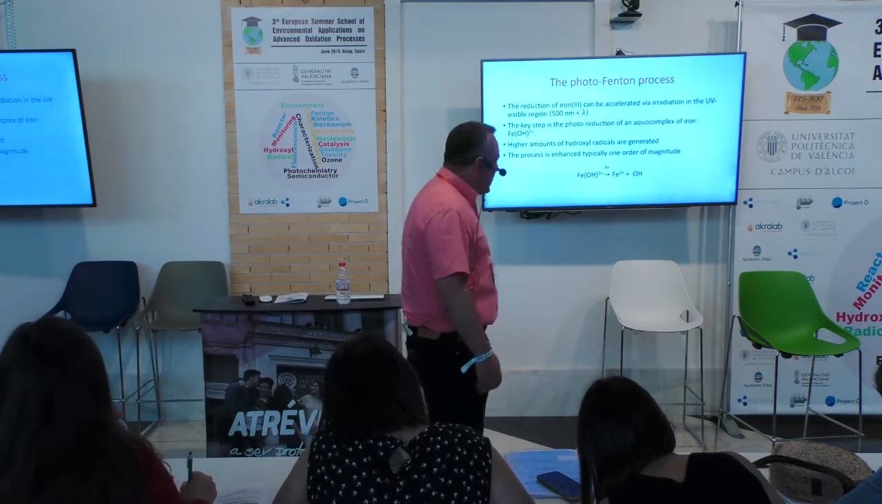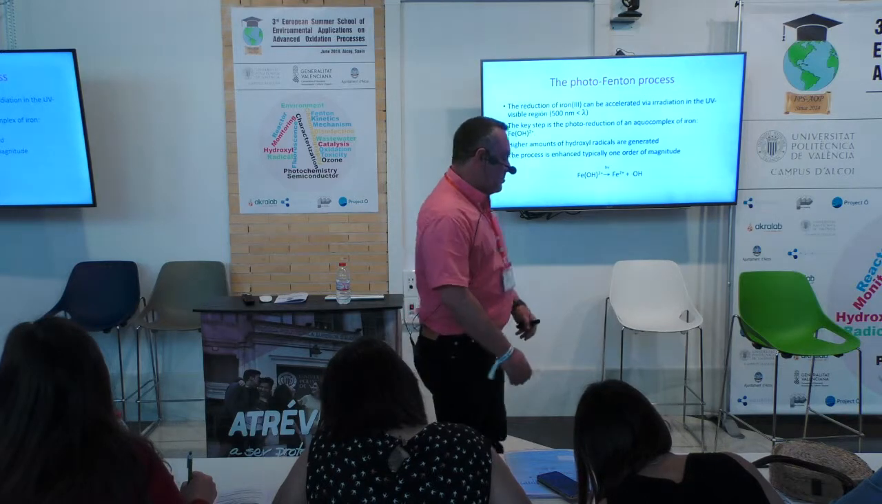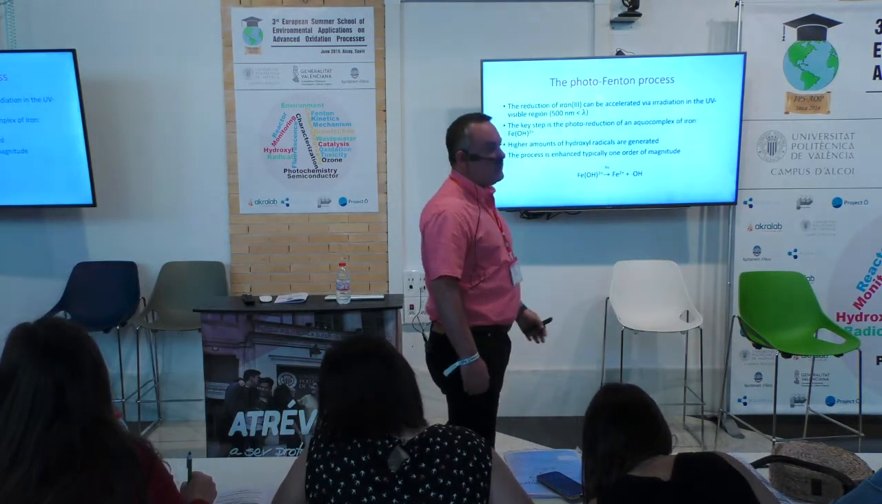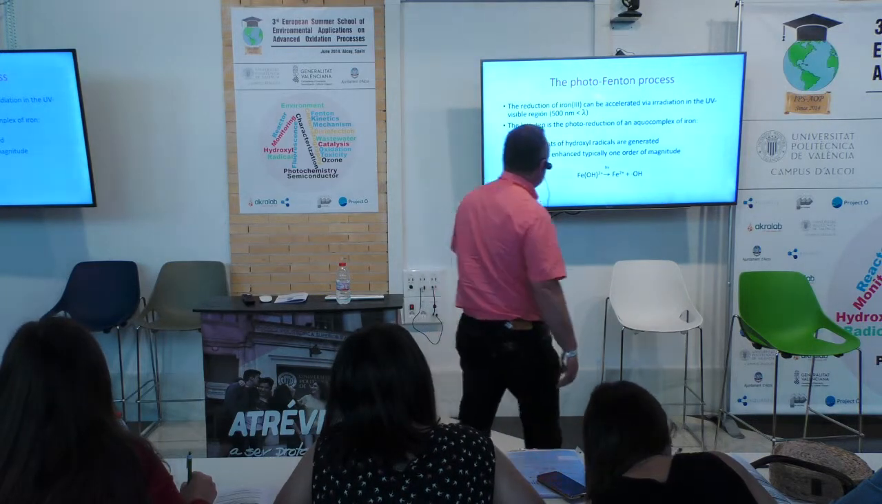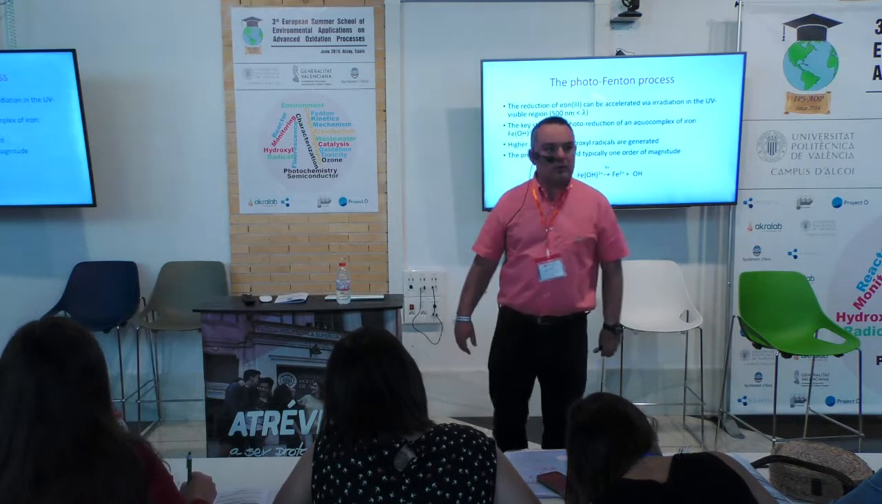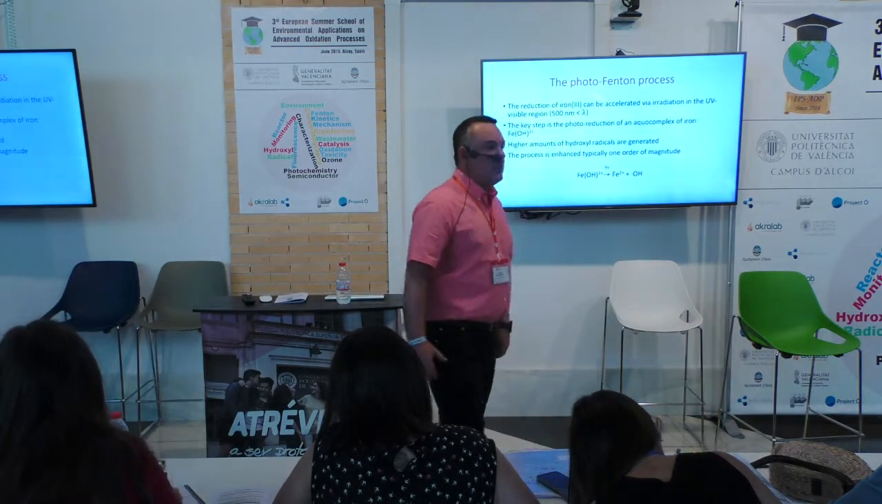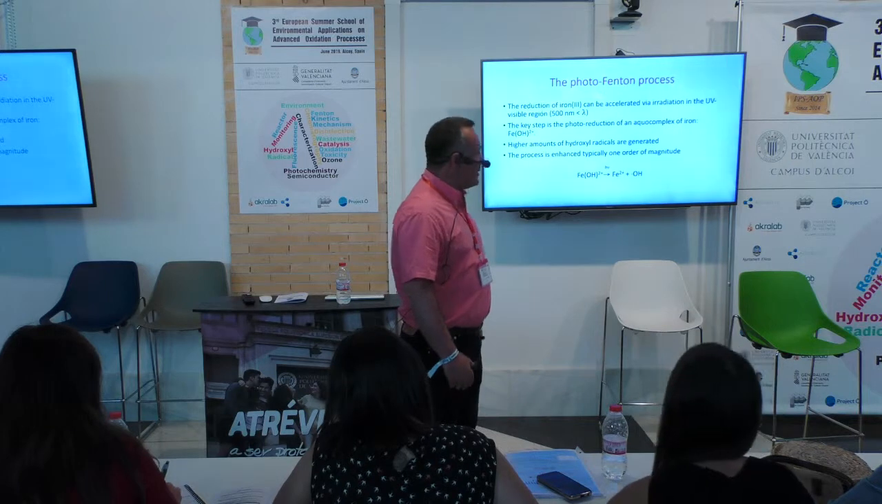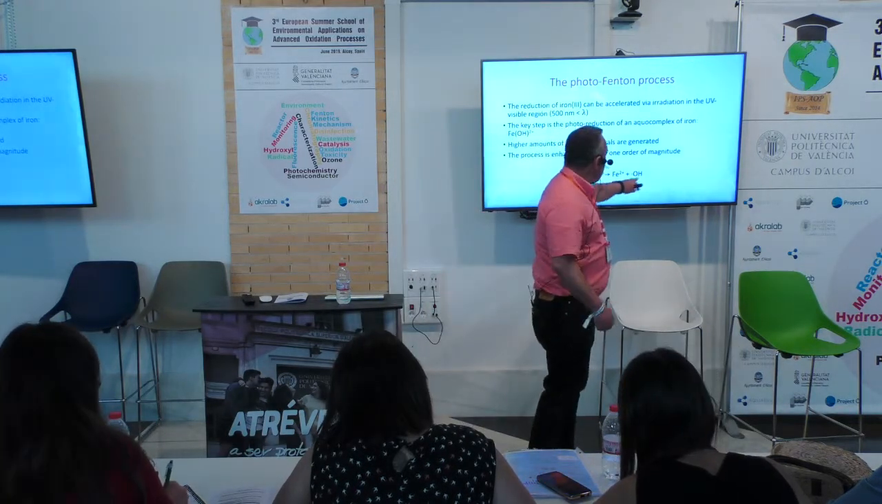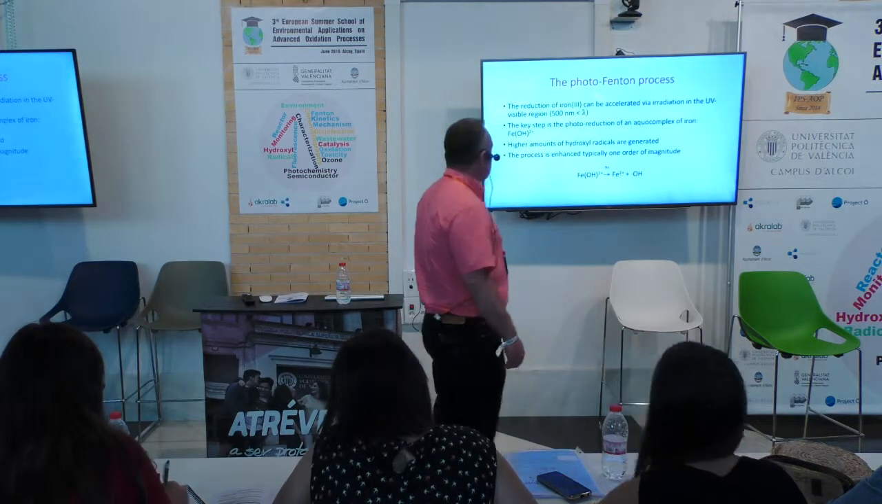We can accelerate the photo reduction of iron 3 into iron 2 by the photo reduction of this species you can find here. This species, upon irradiation with light with wavelengths below 500 nanometers, can be reduced, and then you have iron 2 again to put into the cycle, and then you have more hydroxyl radicals that can be employed.